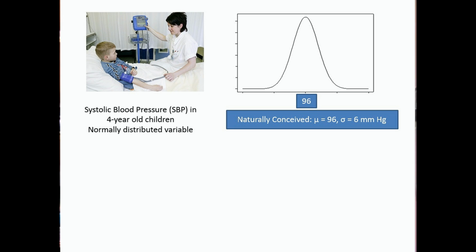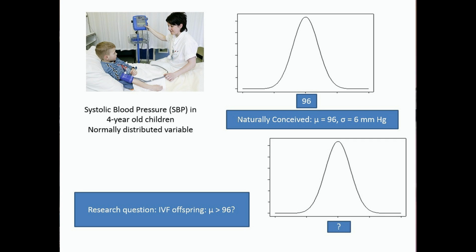Now let us assume that it's known that in a population of 4-year-old, naturally conceived children, the systolic blood pressure has a normal distribution with mean 96 mm mercury and standard deviation 6 mm mercury. Based on your own experience, in the population of 4-year-old children born from IVF, the mean systolic blood pressure would be larger than 96 mm mercury.